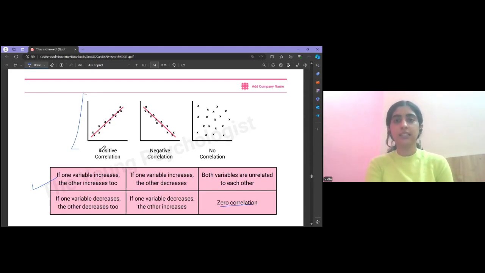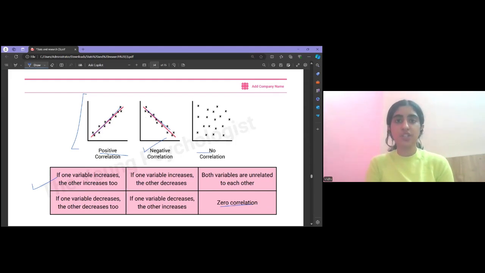So basically, this is how you represent correlation in a very diagrammatic way. And to represent correlation, we use something known as a scatter plot. This scatter plot will graphically represent the strength, the direction, and the type of correlation between the variables. In positive correlation, where both the variables are moving in the same direction, it would look something like this. And in negative correlation, when both of the variables are moving in opposite directions, it would look something like this, as shown in the second graph.